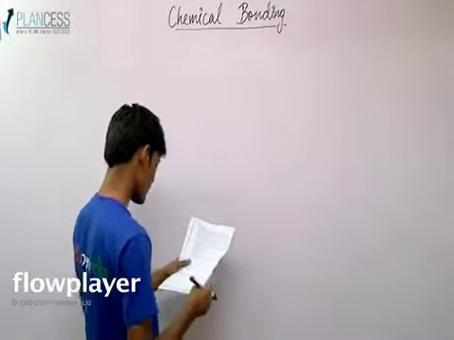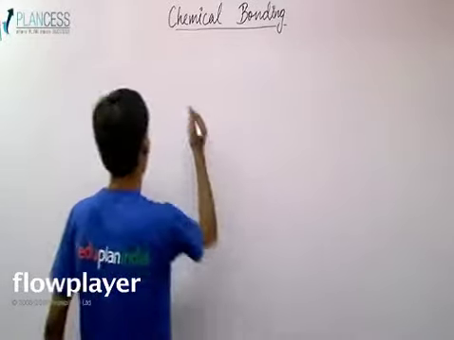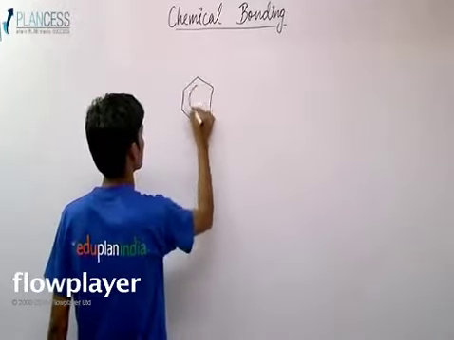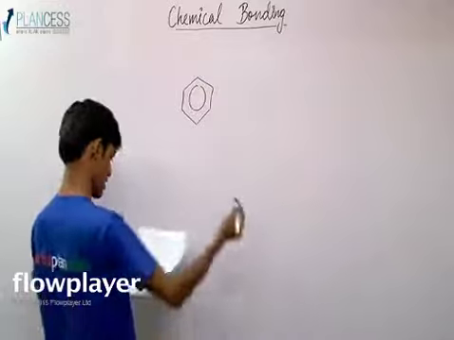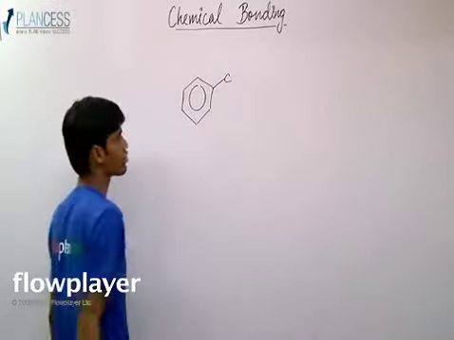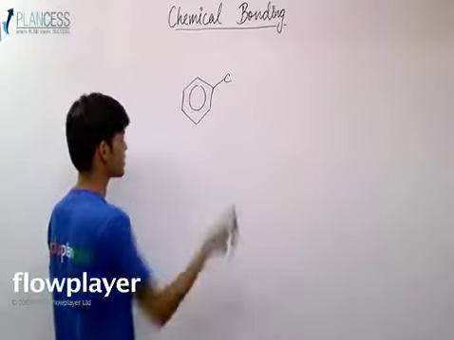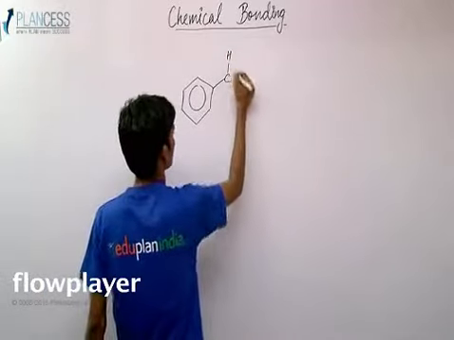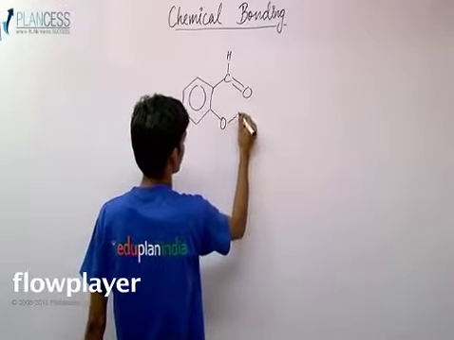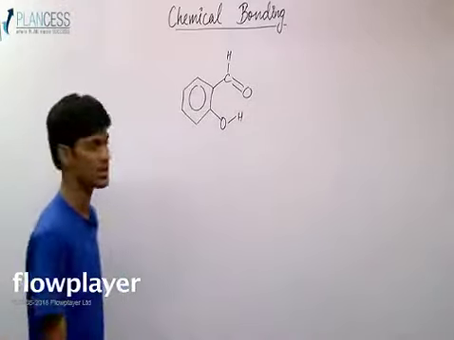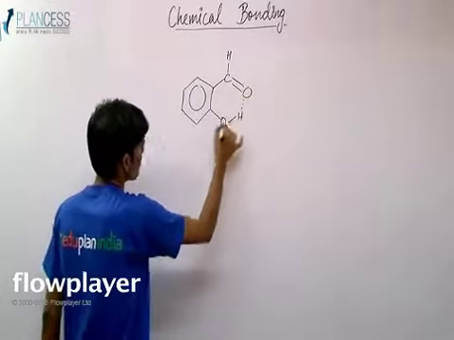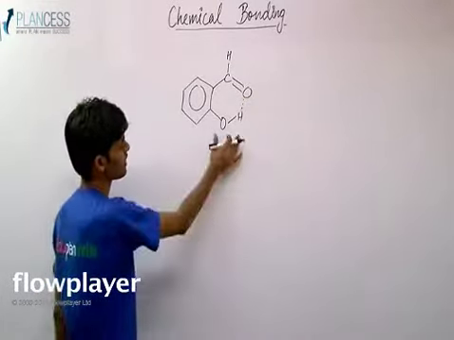Let's take an example of intramolecular H bonding. So to say, this is a benzene ring and it has a CHO group, that is an aldehyde group, attached to it. This is the aldehyde group and here is the OH alcohol. So here the interaction takes place and a 6-membered ring is formed. Therefore this is quite stable.